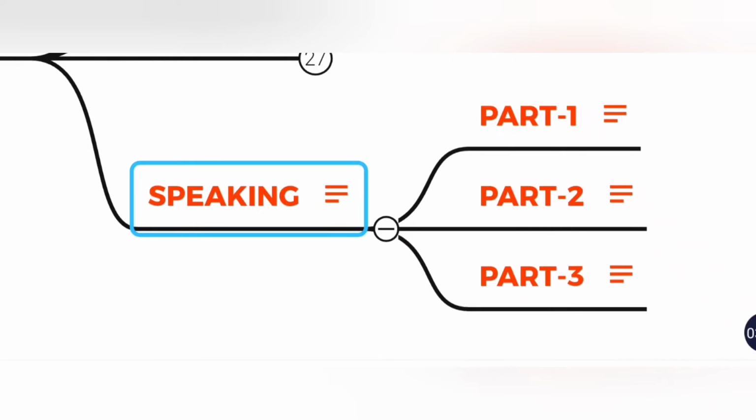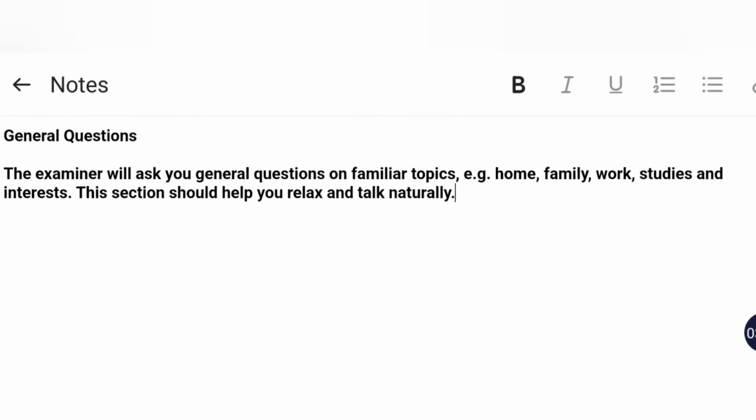Now what happens in the first part? In the first part you'll be asked general questions. The examiner will ask you general questions on familiar topics. For example, he will ask you questions about your home, your family, your work, studies and interests. This section could help you relax and talk naturally.